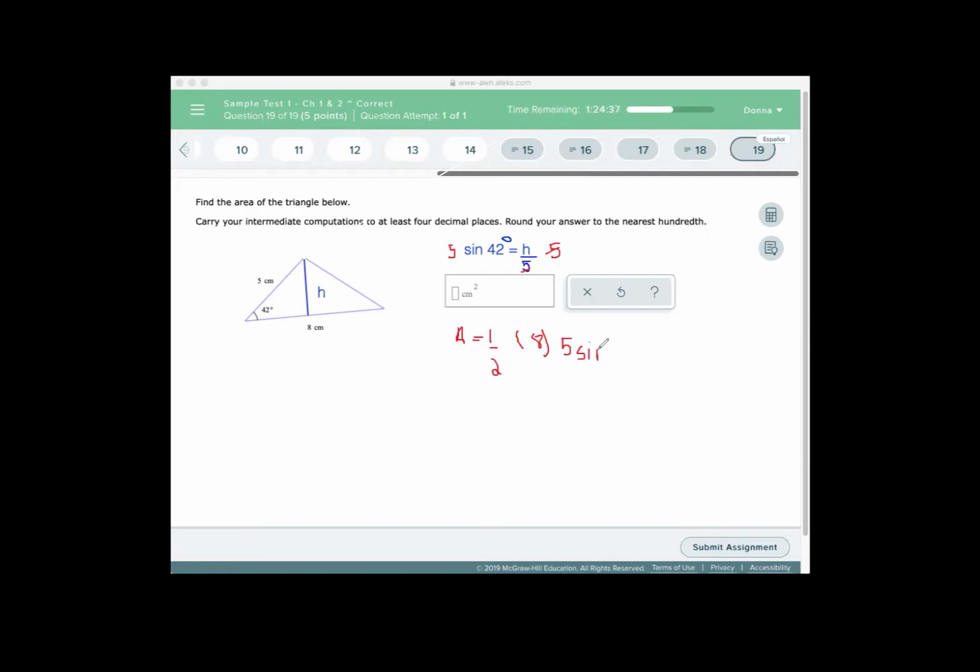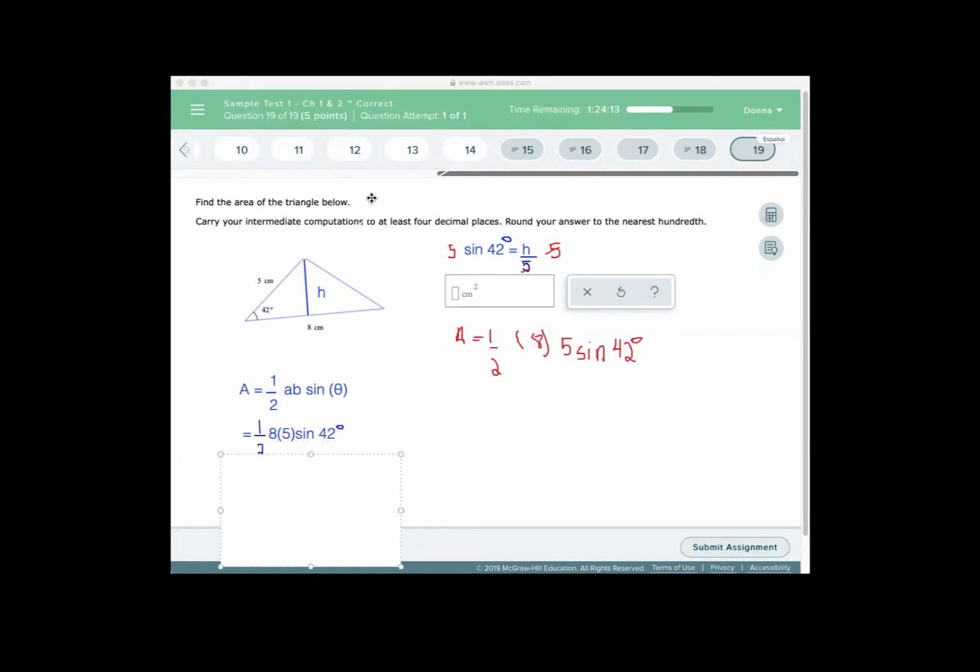So our formula for finding the area of a triangle when we know the included angle and the two adjacent sides is always equal to 1/2 side 1, side 2, and the sine of the angle in between. So I've captured that in this formula. So it's 1/2 AB sine theta, 1/2 times 8 times 5 sine 42.